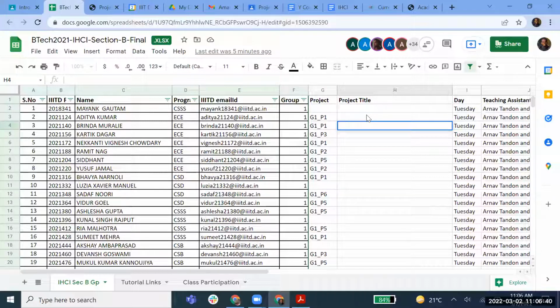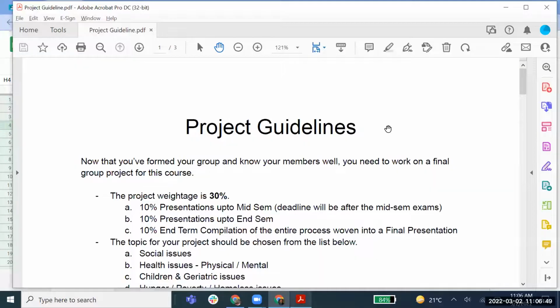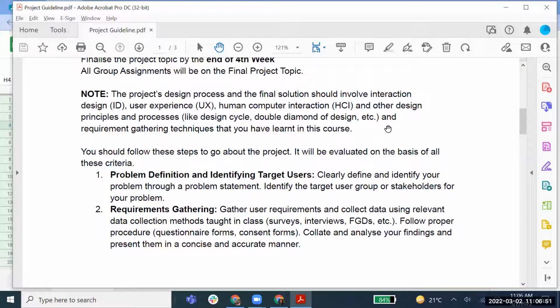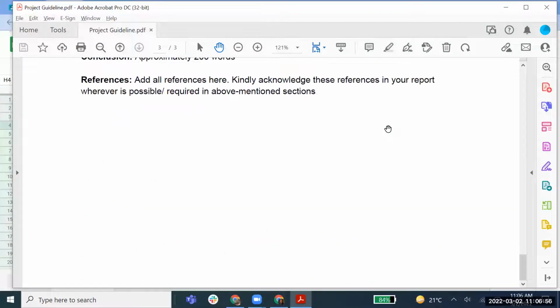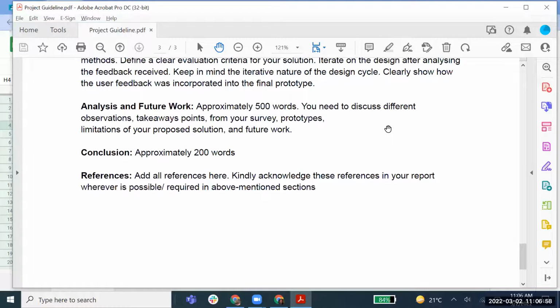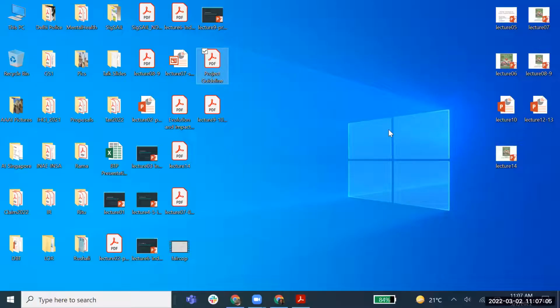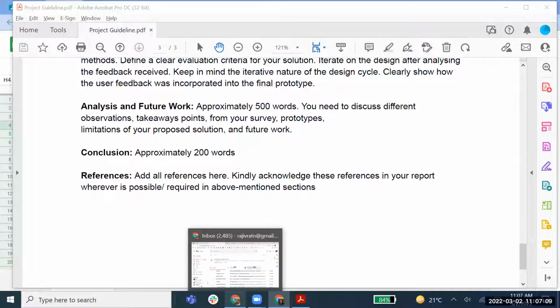At the end of the project guideline document, it says to add all the references here and kindly acknowledge these references in your report wherever possible. So what is meant by acknowledging them? Here they basically mean, let me see if there is any paper in my files. No, okay. Let me open one paper.